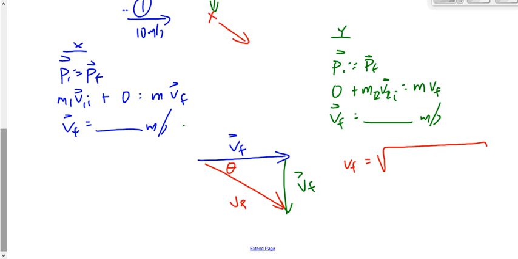The final speed will be equal to this. A squared plus b squared is equal to c squared. And then the angle will be found by taking the inverse tan function of opposite over adjacent. Is that ringing a bell? Is that ringing a bell to you from Physics 20?